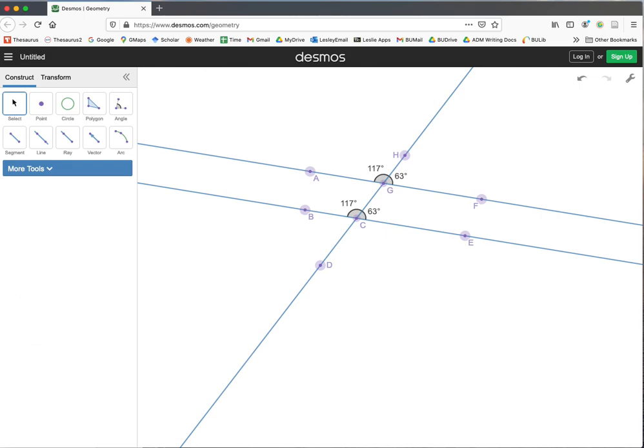So, go to your sheet. There are a few questions about corresponding angles. Answer those questions.